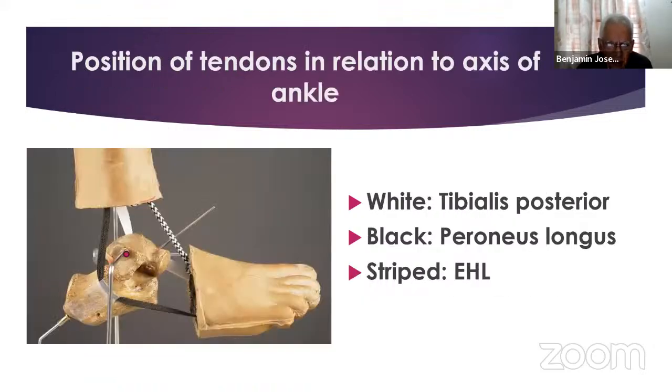Here is a model showing the ankle and subtalar joint articulated, and you can see a metallic wire that's passing through. That represents the axis of the subtalar joint. And I've put in 3 tendons. White is the tibialis posterior, the black is the peroneus longus, and the striped one represents the extensor hallucis longus. Now, what are the moment arms in relation to the axis of the subtalar joint?